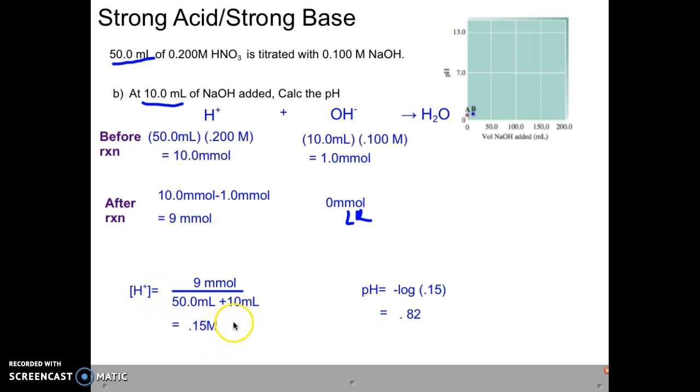With that hydrogen ion concentration being 0.15, I can then calculate the pH, as you can see right here on the right-hand side. And the pH for that solution becomes 0.82. So I then plot that point on my titration curve. Okay?